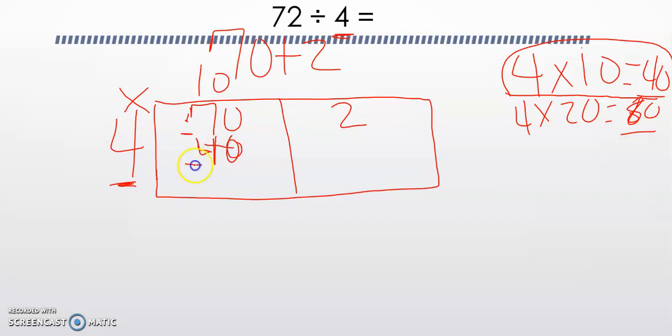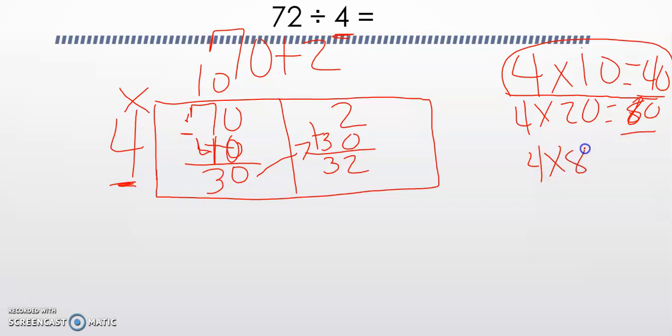Now I'm ready to subtract. 0, 3. Whatever is left after you subtract, add it to the next box. Make sure you line things up correctly so that you don't add wrong. So now I'm looking for 32. Well, if I know my multiplication facts, 4 times 8 equals 32. So whatever I multiply it with goes on the top. The answer goes inside. Now I'm ready to subtract, and I get 0.